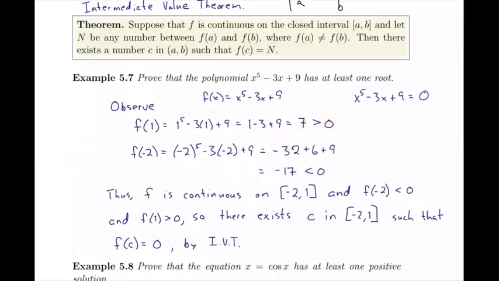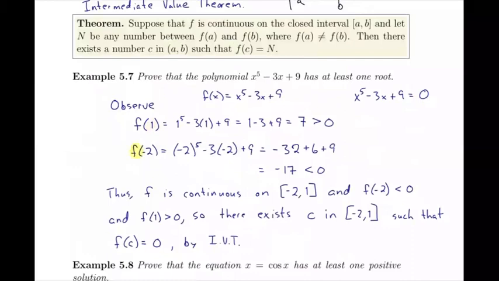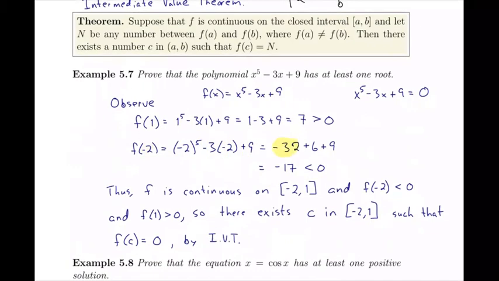Now I want to show that my continuous function f has a y value that's negative. And I might have to guess a few times. I might have tried -1. I might try -10, right? But it looks like -2 works out. -2 to the fifth minus 3 times -2 plus 9. Well, -2 to the fifth is -32 plus 6, and then plus 9. And when I add all this up, I get -17. The number doesn't matter as much as the fact that it's less than 0.